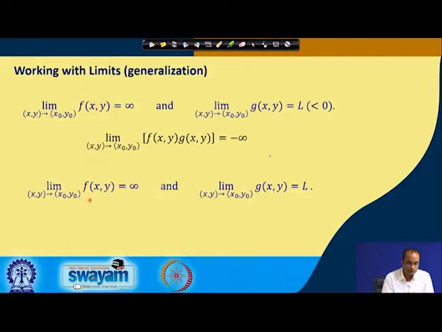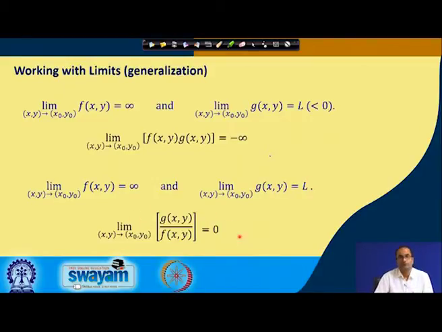Now, if f(x, y) is approaching infinity and g(x, y) approaches a real number, in that case consider the quotient g(x, y) over f(x, y). Here f(x, y) is going to infinity and g(x, y) is some number L, and in that case this limit will be 0.